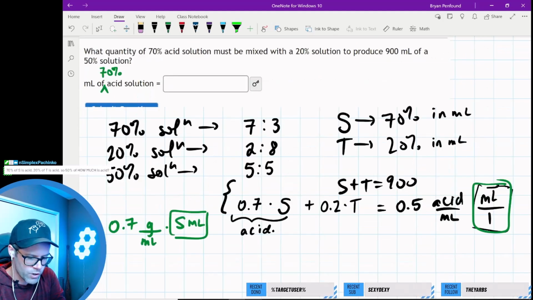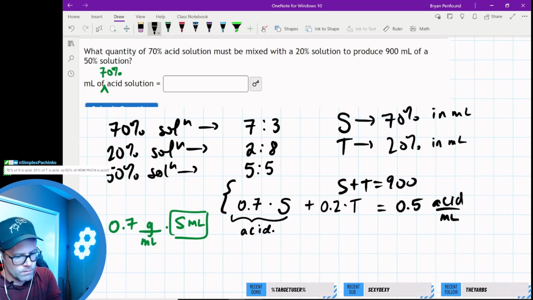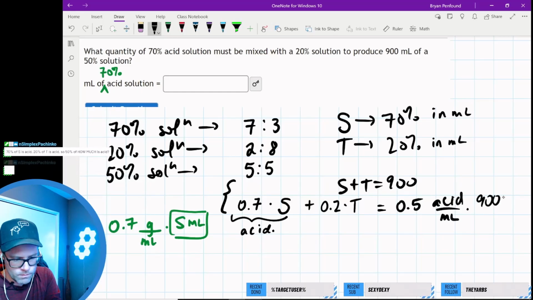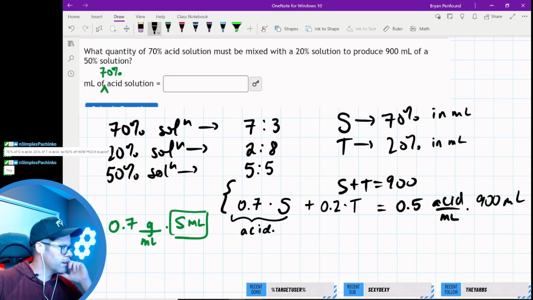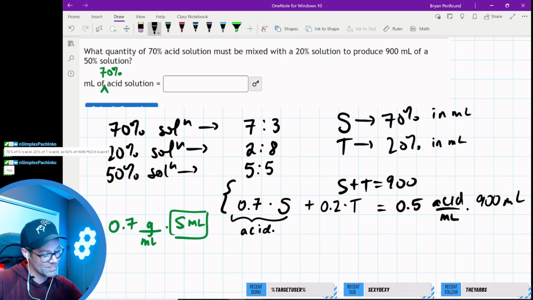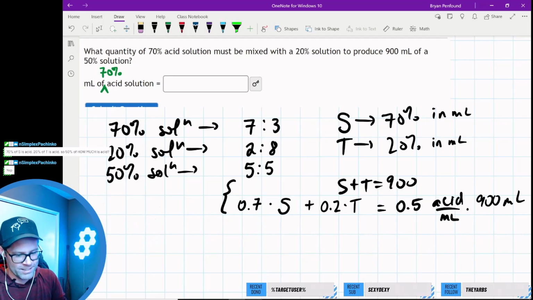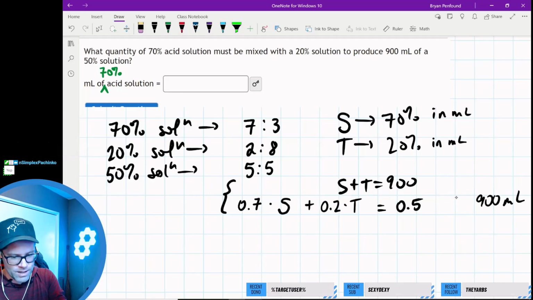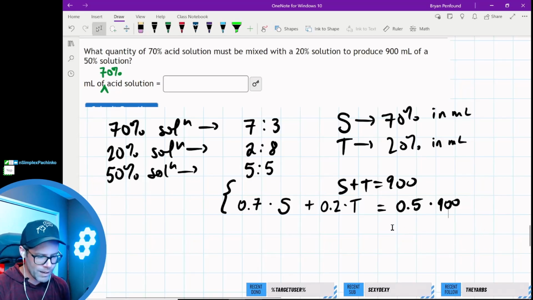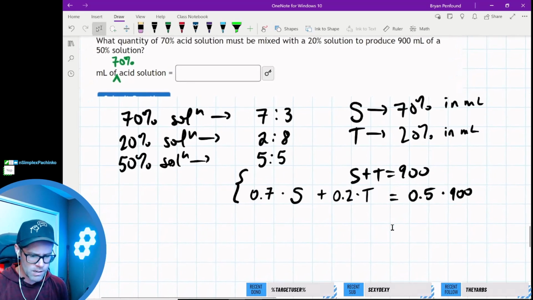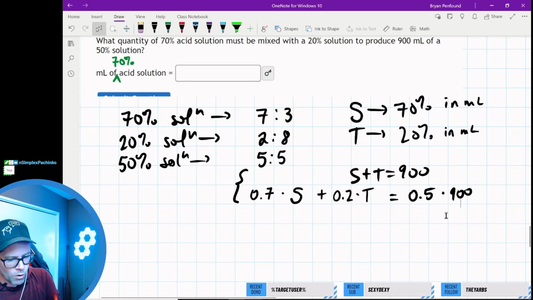So this is going to be 900 milliliters, isn't it? There it is. Okay. Holy cow. Got it. That was a struggle. Okay, so that should do the trick. Now, let's see if we can solve this and get something that actually makes sense. What is half of 900? I think that's 450, right? So let's just pop in 450.